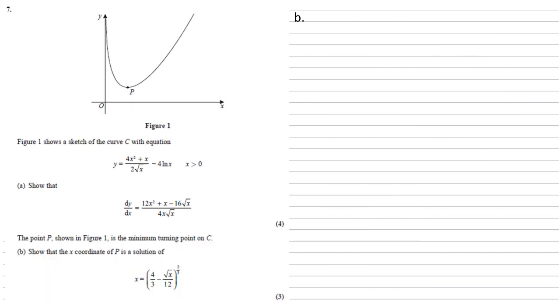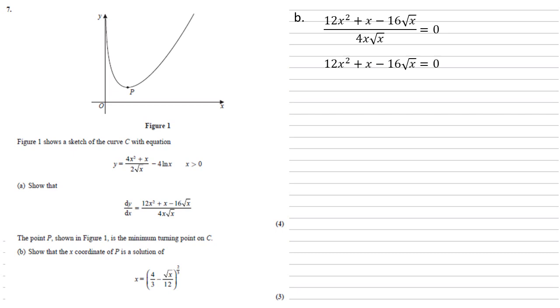The point P, shown in figure 1, is the minimum turning point on C. For part B, we need to show that the x-coordinate of P is a solution of x equals (4/3 minus root x over 12) all to the power of 2 over 3. So in part A, we worked out a formula for dy by dx. We know that point P is the minimum, so dy by dx must equal 0, hence we can set our answer to part A equal to 0.